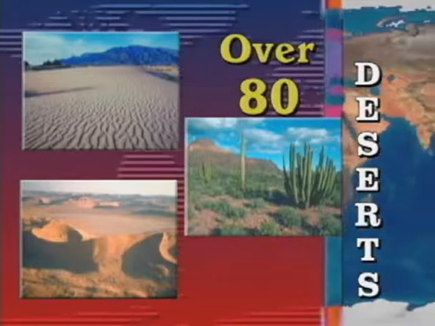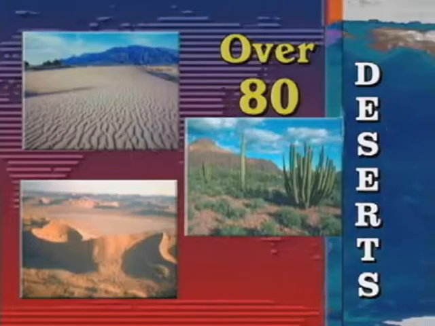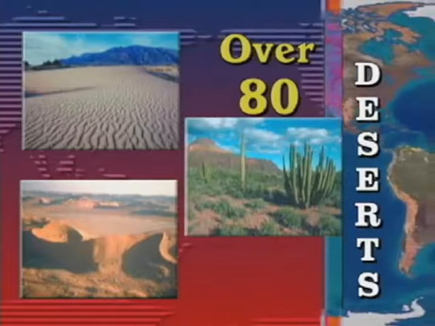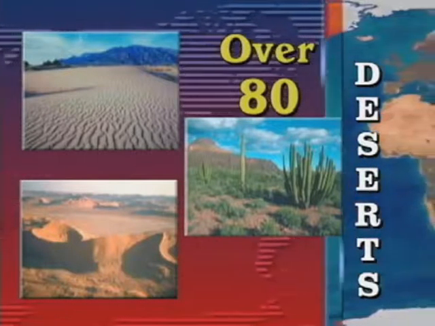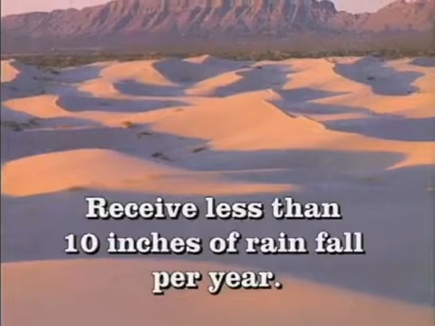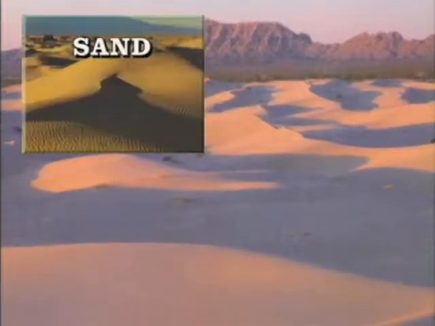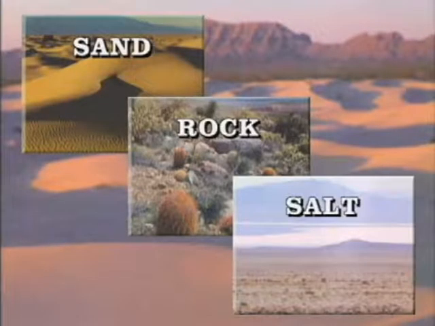There are more than 80 named deserts on Earth, but we must not confine our perceptions of hot land environments only to desert terrain. Deserts are defined as those areas which receive less than 10 inches of rainfall per year. Deserts generally fall into one of three categories: sand, rock, or salt. A desert may be a combination of any or all of these.